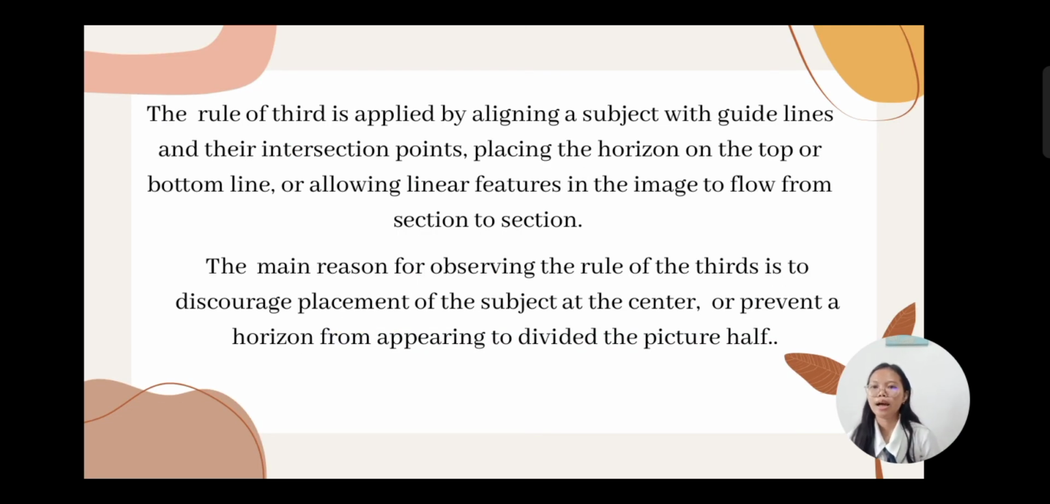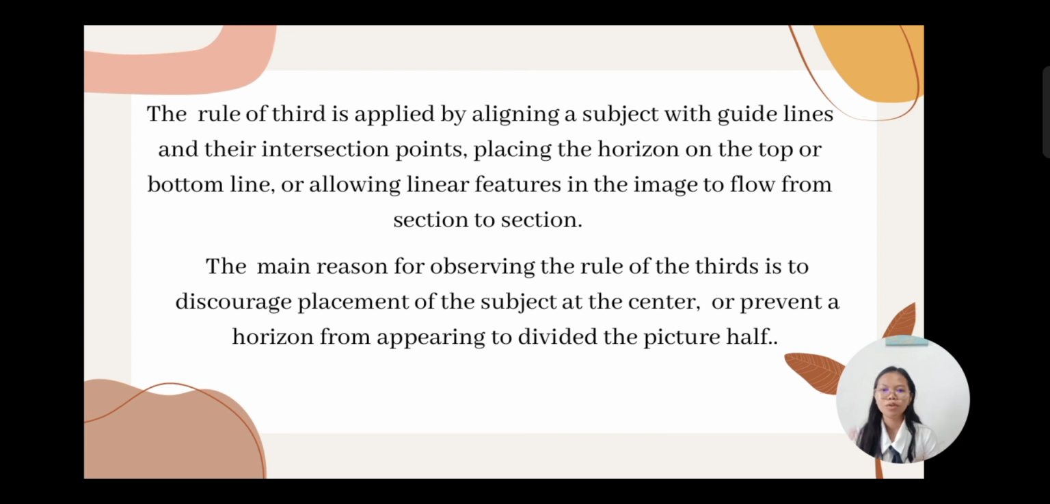The rule of thirds is applied by aligning a subject with guidelines and intersection points, placing the horizon on the top or the bottom line, or allowing linear features in the image to flow from section to section. The main reason for observing the rule of thirds is to discourage placement of the subject at the center or prevent a horizon from appearing to divide the picture itself. So, ang rule of thirds is ayon siya sabton.